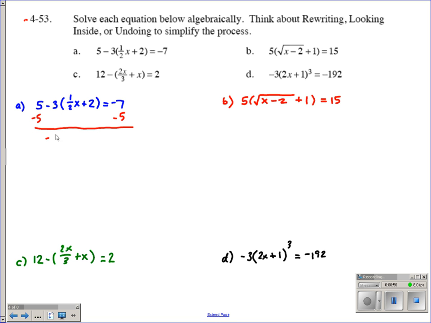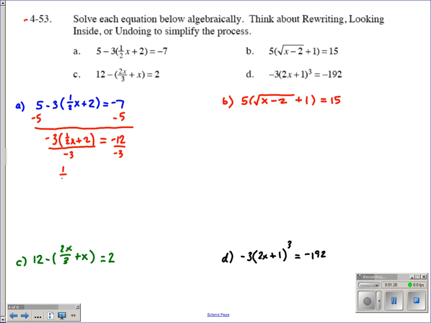So -3 times the quantity of 1/2 x plus 2 equals -7 minus 5. We're going to be at -12. And I'm going to go ahead and do the undoing method again. You could look at this and say, -3 times what value equals -12? We know that -3 times 4 equals -12, and you get the same thing when you divide by -3.